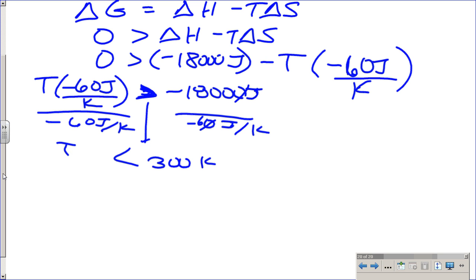What if it was 301? It would yield a positive delta G when I did the math. And that would be bad, not thermodynamically favorable. Okay, that's the only one I'm going to set up right now. So you guys can work on the rest of 24, because it's not multiple choice.